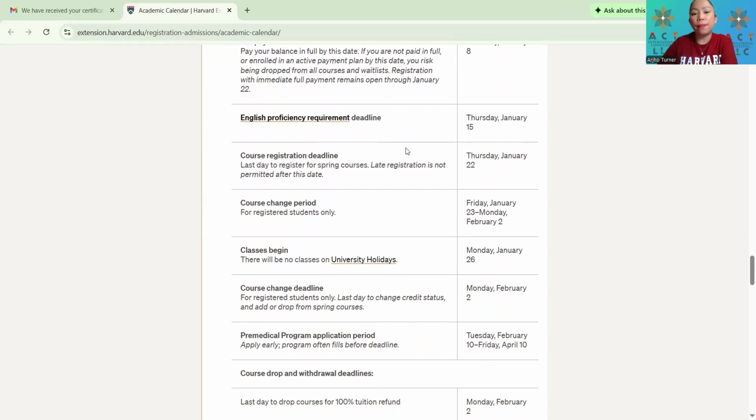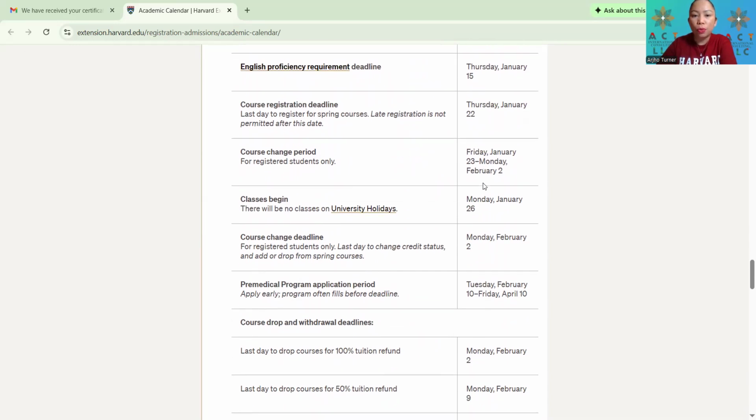If it is your first time to take a course from Harvard, especially for admission, there is a requirement for English proficiency. So this is the deadline. You have to really be very, very cautious about the specific deadlines that are being set. Course registration for the spring term will end on January 22. That is the last day that you can register for the spring courses, and late registration is not permitted after this date.